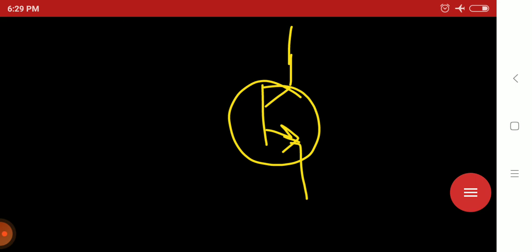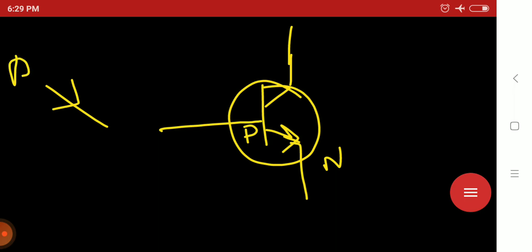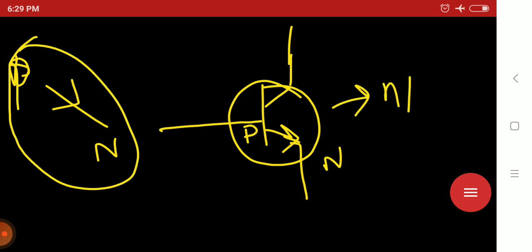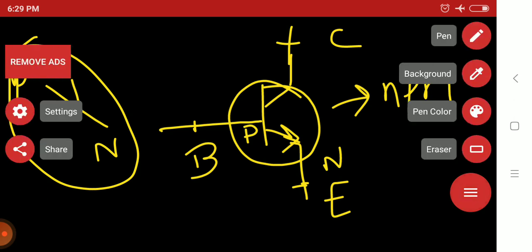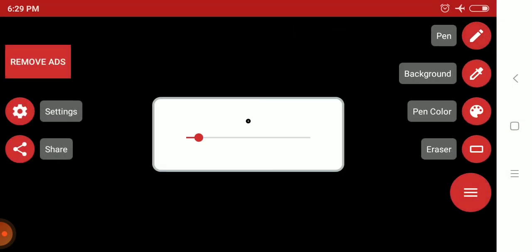So this is the transistor, here N, here P. You can see an arrow going from P to inside. Whenever you see the arrow going from P to inside, that means it is an NPN transistor. Here I have drawn an NPN transistor structure. Here it is the emitter, here the base, and here the collector. So this is an NPN transistor. We will now discuss it in detail.